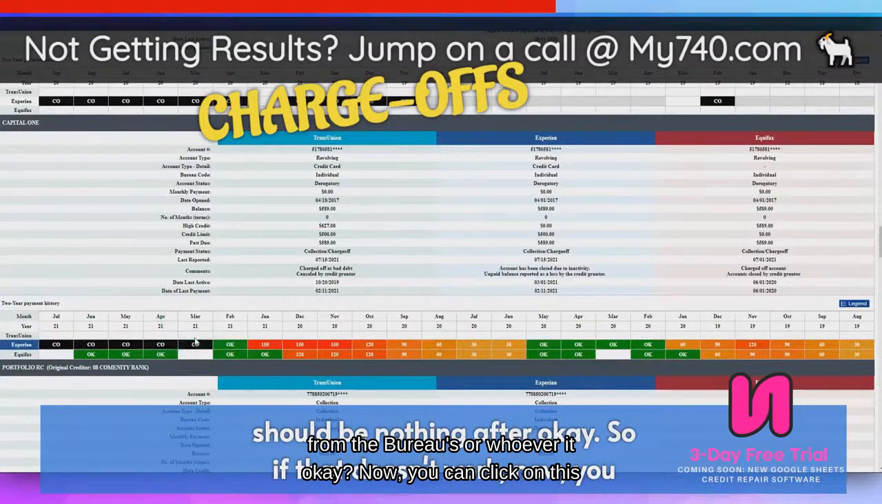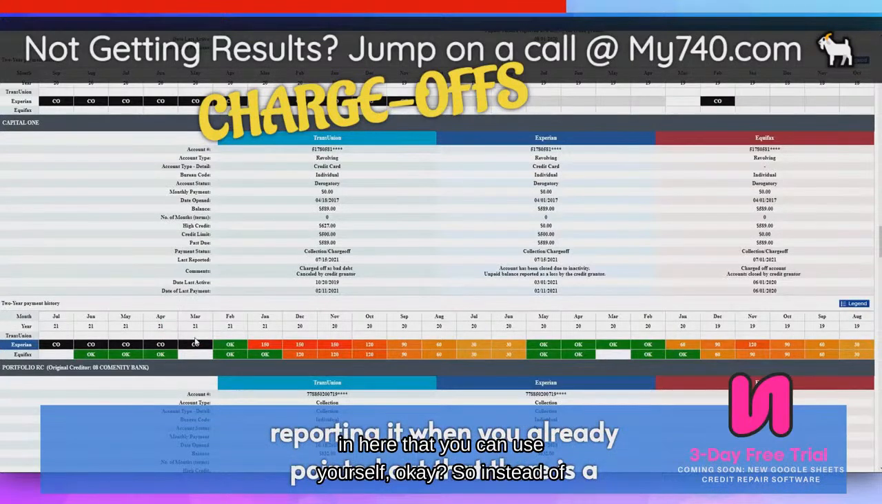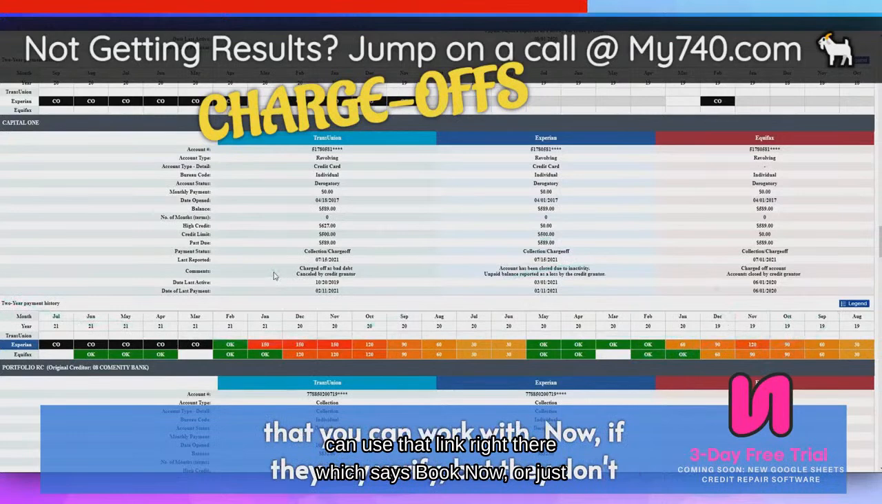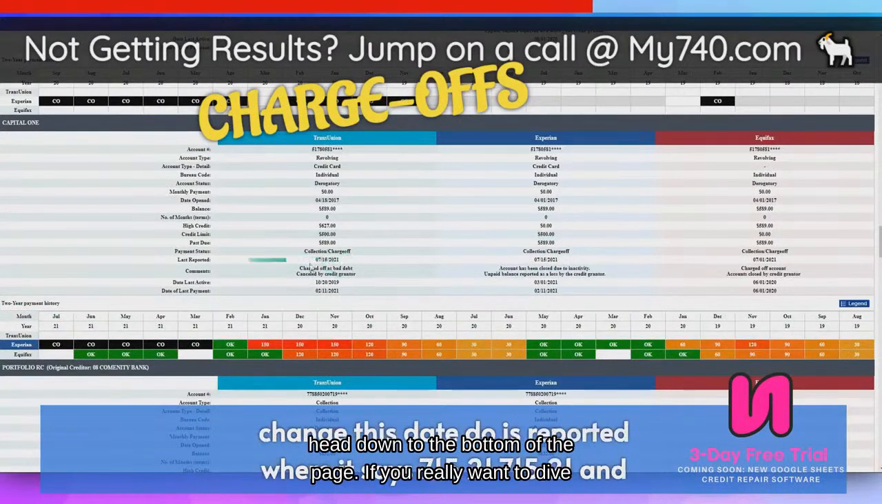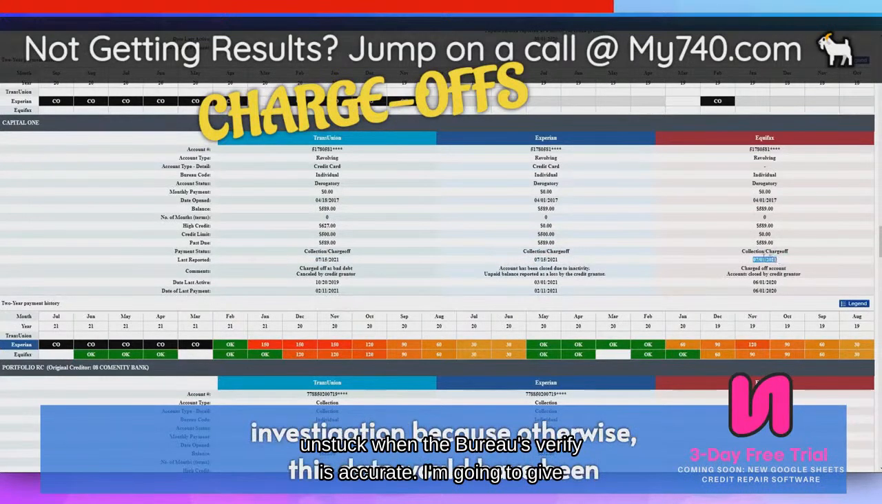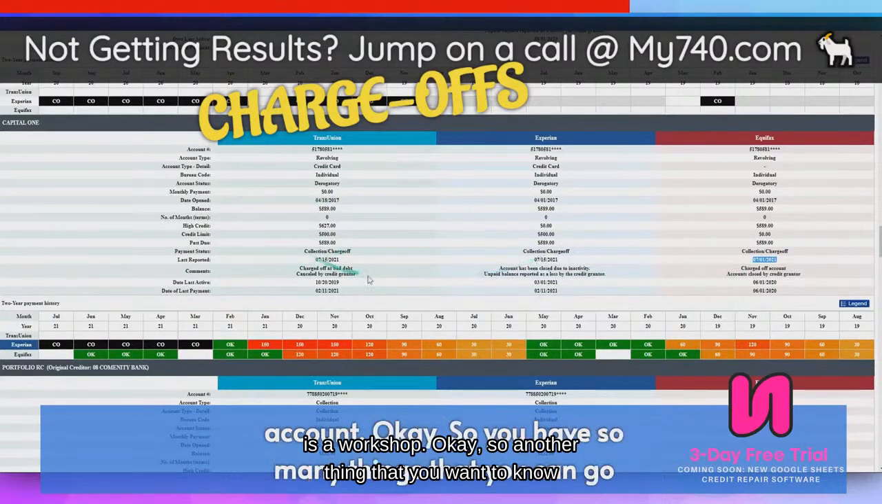So if that doesn't work, now you can start looking for violations. Why are they still reporting it when you already pointed out that there's a violation? You can choose any other date here and ask for a deletion for inability to verify. You have a whole horde of things that you can work with. Now, if they say it's verified, but they don't change this date last reported, where it says 7/15/21, 7/15/21, and 7/1/21, then it means that they verified it without investigation, because otherwise this date would have been updated to the date that they, quote unquote, verified the account. Okay. So you have so many things that you can go after.